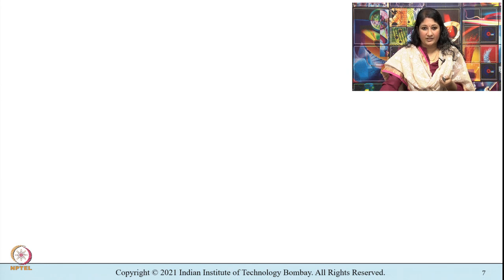So, till now we have been learning about how passive microwave remote sensing can be used to measure sea ice and ocean wind, sea surface temperature, ocean salinity, etc. Now, let us try to understand about measuring soil moisture.